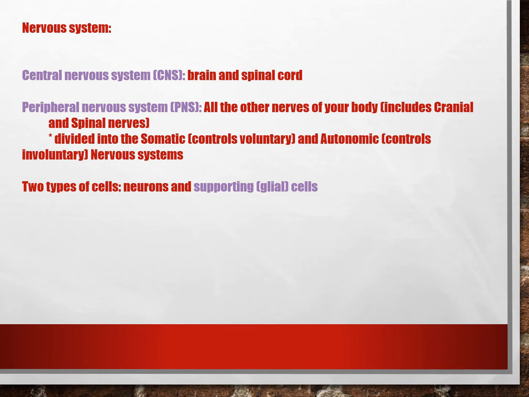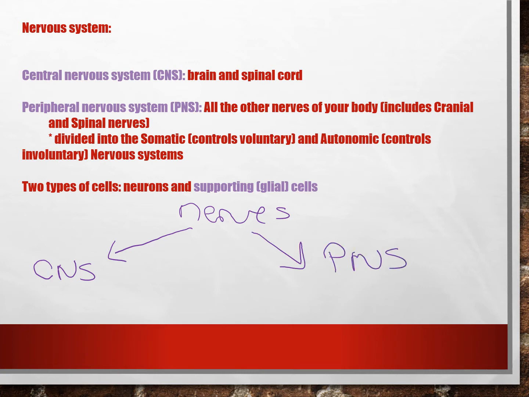So when we look at all the nerves of your body, in the case of your nervous system, I'm just going to put nerves here. My handwriting is not the best. We take all the nerves of your body and divide them into two groups. You have the CNS and the PNS, your central nervous system and your peripheral nervous system. The central nervous system is just the brain and spinal cord. Your PNS are all the other nerves that you have in your body.